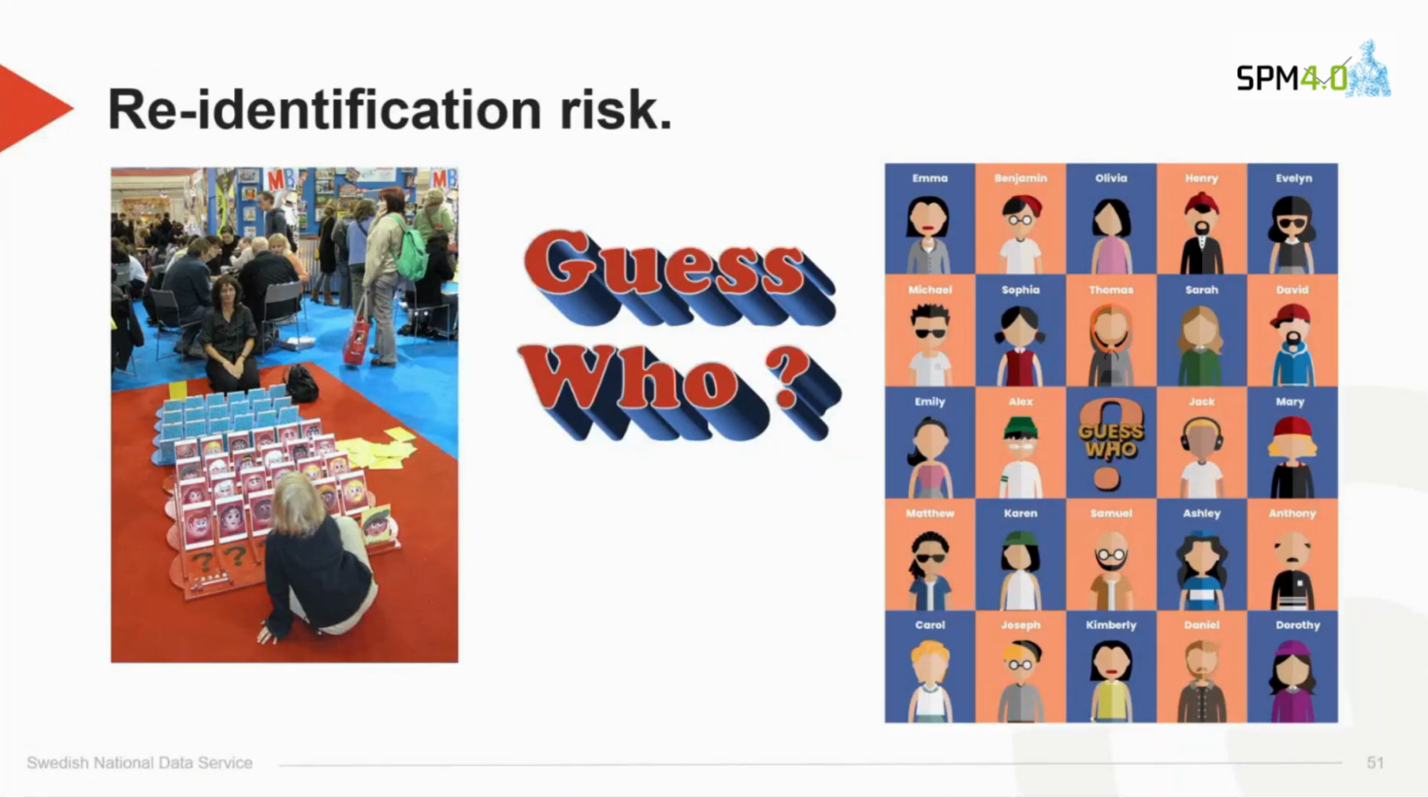The other reason it might be personal data, even if you take away all the names, is the re-identification risk. Now, this is best explained by this type of guess who game. Is there anyone else old enough to have played this as a kid? Or maybe you weren't old enough. That was a bad question. Has anyone else played this? Yes, okay. How does it work?